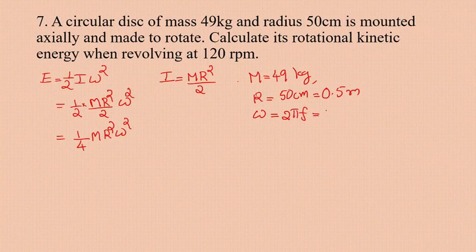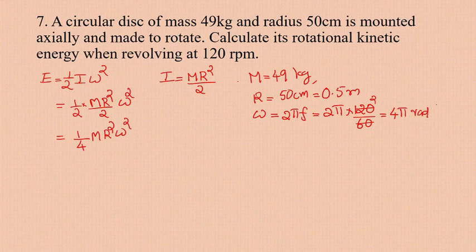That is we have to substitute 2 pi into, here we are given the revolutions per minute, that we convert into revolutions per second, that is 120 divided by 60. Okay. So 120 divided by 60, that is 2, that is omega is equal to 4 pi radian per second. Now we have all the values.